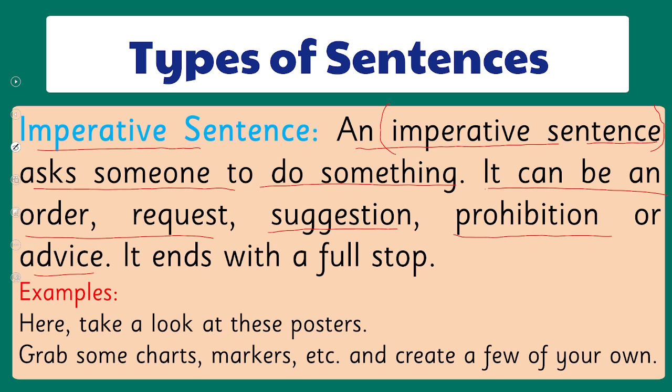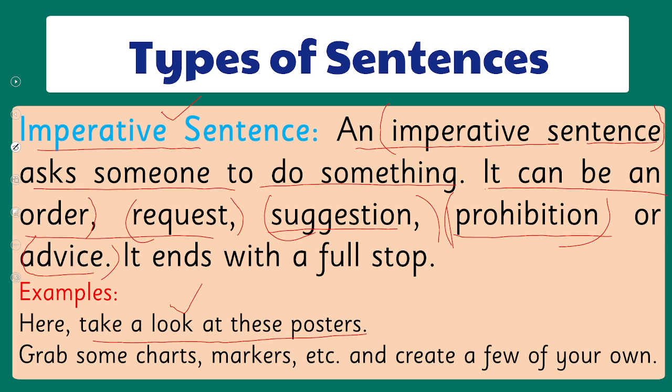So all those sentences which carry an order, a request, a suggestion, a prohibition or advice come under the category of imperative sentences. Like here, take a look at these posters. So we are asking someone to do something. We are asking to see the poster, to look at the poster. That's why it's an imperative sentence.